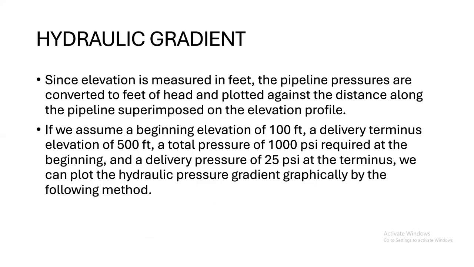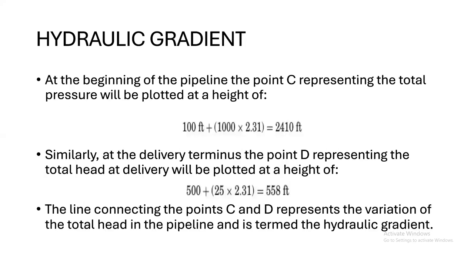If we assume a beginning elevation of 100 feet, a delivery terminus elevation of 500 feet, a total pressure of 1000 psi required at the beginning, and a delivery pressure of 25 psi at the terminus, we can plot the hydraulic pressure gradient graphically by the following method. So at the beginning of the pipeline, the point C representing the total pressure will be plotted at a height of, remember, we said the pipe is 100 feet above the ground.